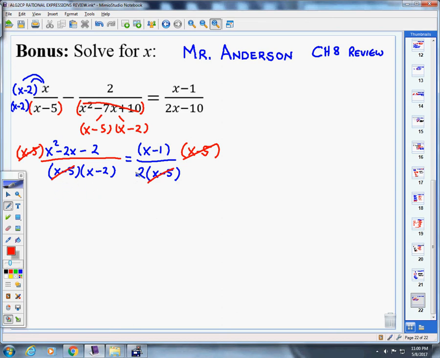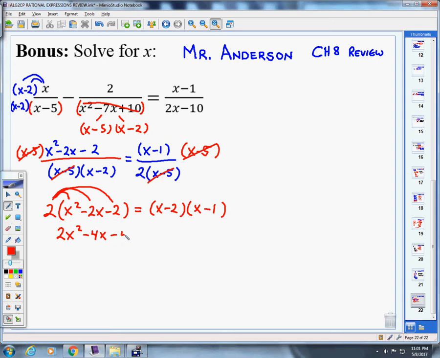All right, so let's cross multiply. We've got 2 times x squared minus 2x minus 2, and that's equal to, we're going to FOIL these out, x minus 2 times x minus 1. All right, cross multiplied. All right, so I want to distribute this 2 with all the terms inside. 2 times x squared is 2x squared. 2 times negative 2x is negative 4x. And 2 times negative 2 is negative 4.